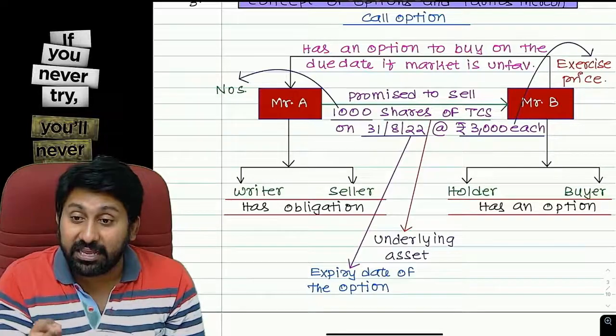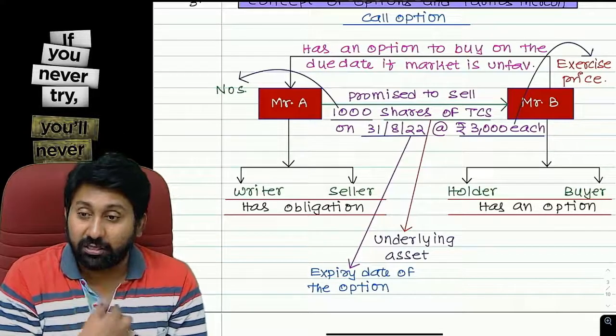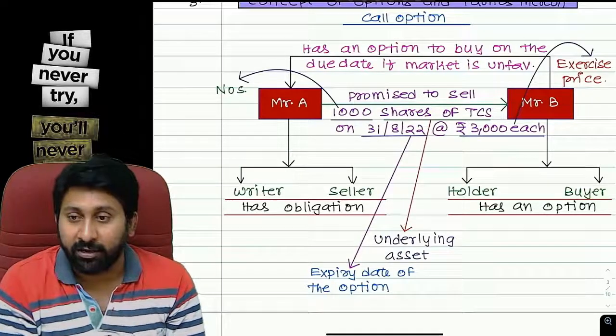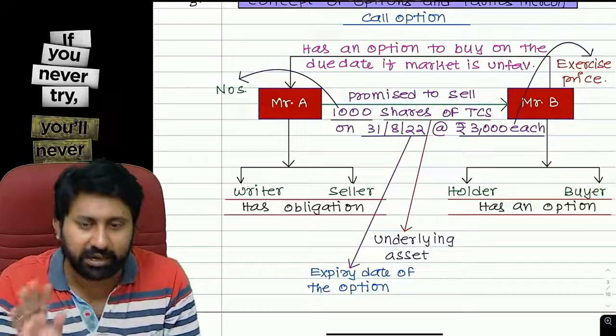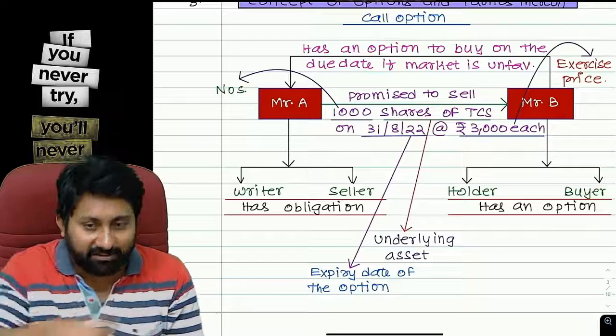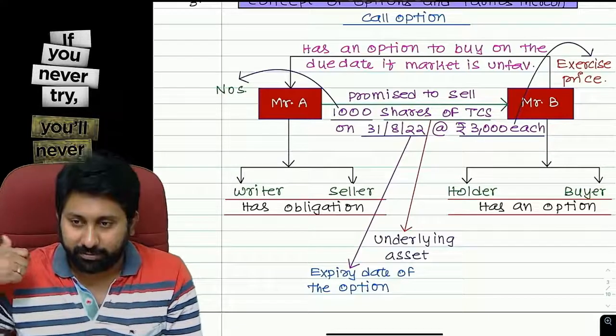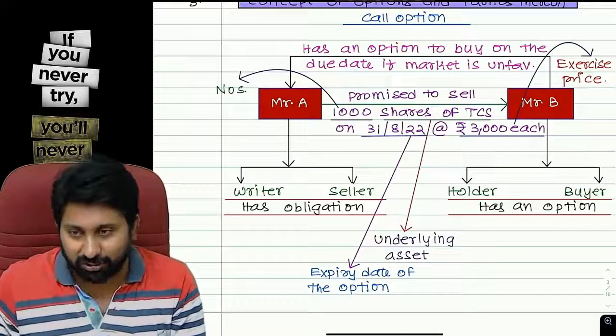That means in an option contract, the person who has the option will not make a loss. If a loss is coming, they will lapse and buy in the market. Okay. So this is how we need to understand.